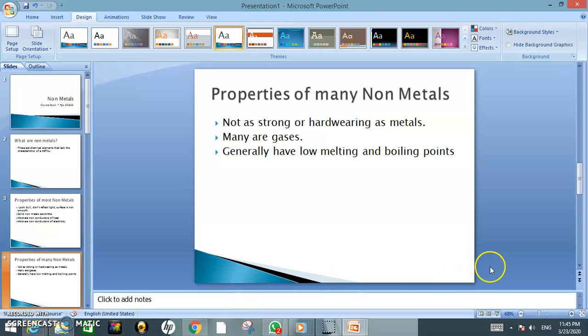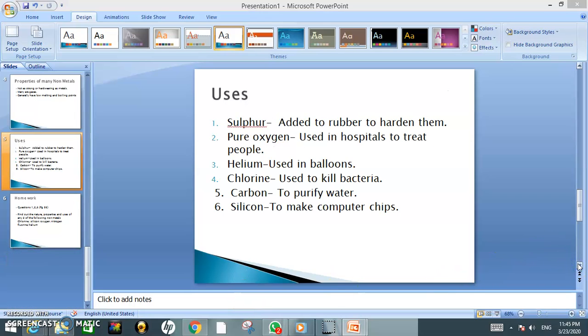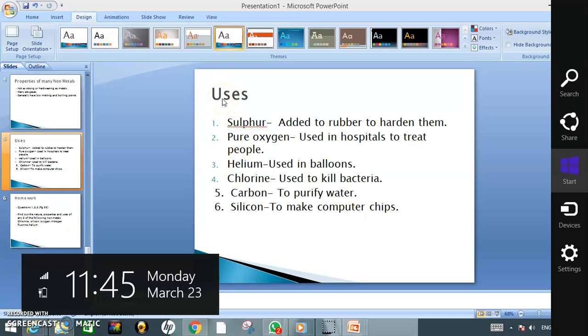Now, what's important here, once we've understood these properties, is that the non-metals have a variety of uses in our lives. The first is the non-metal sulfur. Just look at the pictures on page number 82, end of page 82 and the beginning of page 83. Please write important on all the pictures. The uses are very important. Now, rubber is widely used in our lives, and some rubbers are soft while some are hard. If the rubber needs to be hardened, then they add sulfur to this rubber.